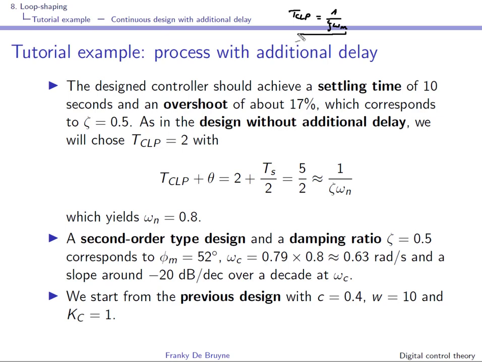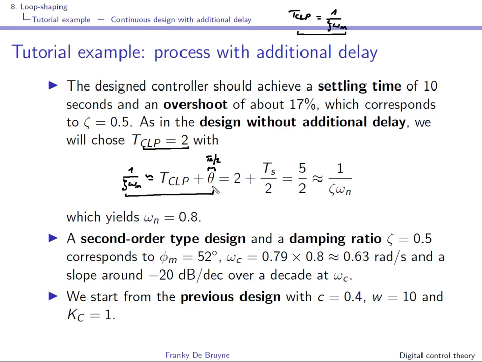But here we have a delay in the system, so what we'll do is use this rule of thumb, and it is to impose that the desired closed loop time constant, which is still 2 seconds, plus the delay, and in this case the delay is Ts over 2, is more or less equal to 1 over zeta omega n. This is really a rule of thumb.